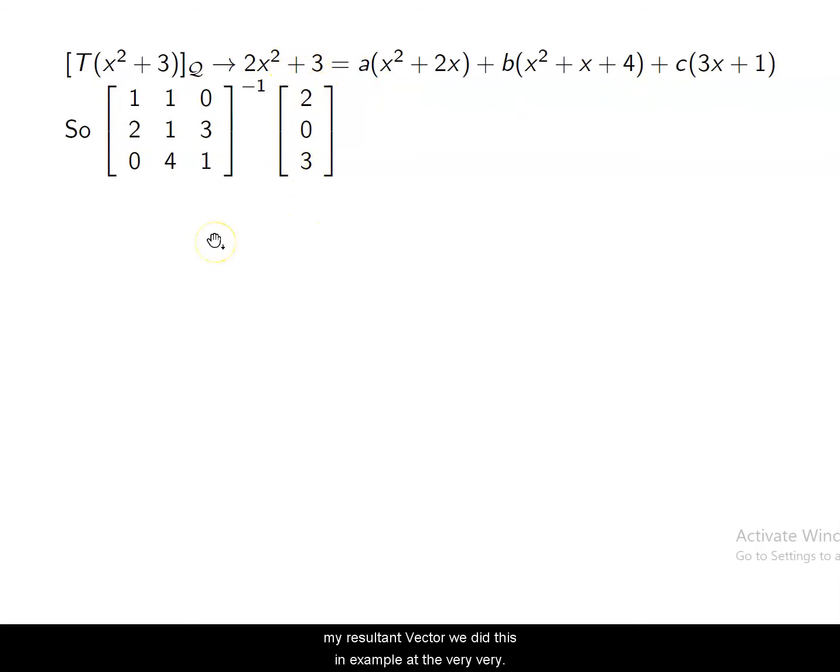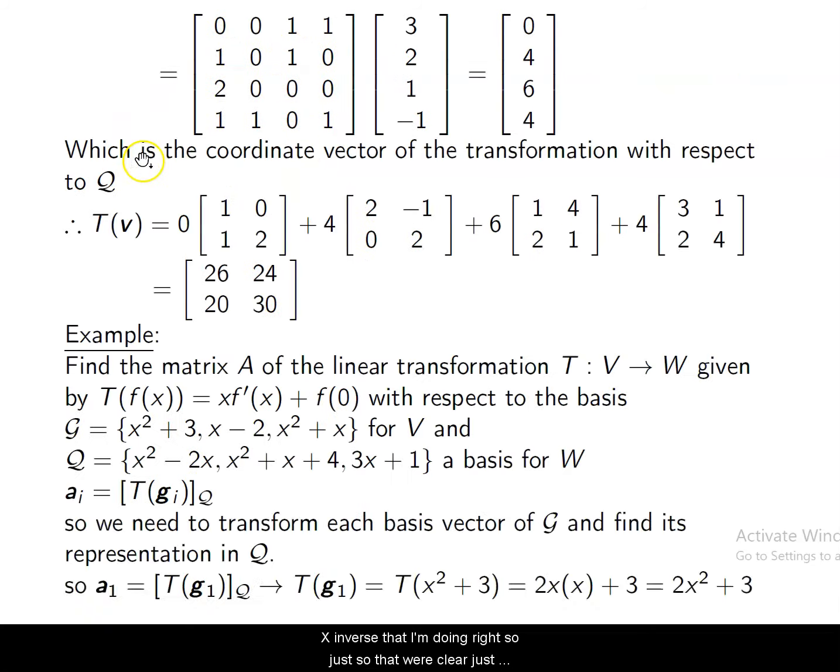We did this in an example at the very beginning, the very first example we did, right? So if you're wondering where this comes from, go look at the very first example. We're really doing the exact same thing. So in order to solve it, I have to multiply this resultant vector times the inverse that I'm doing, right?